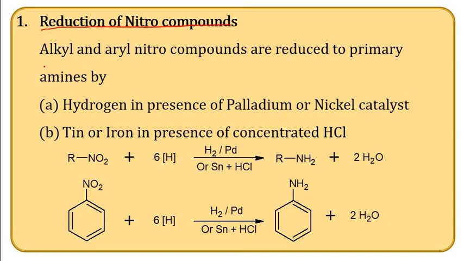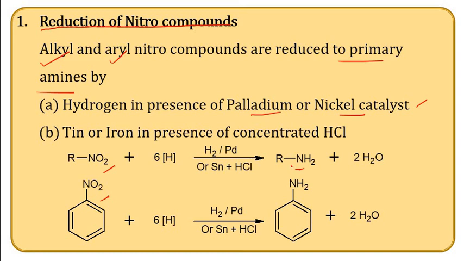In this, you can take alkyl or aryl nitro compounds, that is nitroalkanes or nitrobenzene, for the reduction of these nitro compounds into primary amines. Reduction means addition of hydrogen. Whatever oxygen is present with the nitro compounds will be taken by hydrogens given from the reducing agents, converted into water. Usually hydrogen in presence of palladium or nickel is the best reducing agent for converting alkyl nitro compounds into amines.